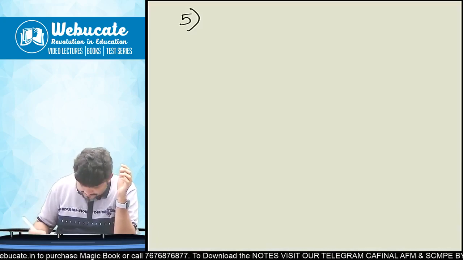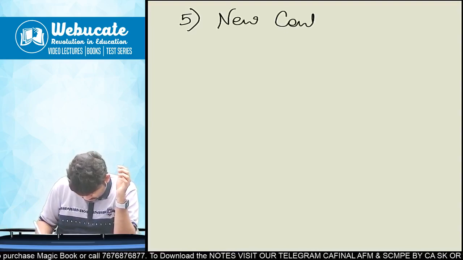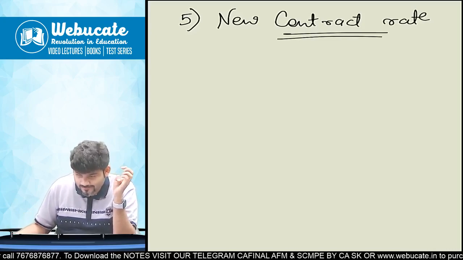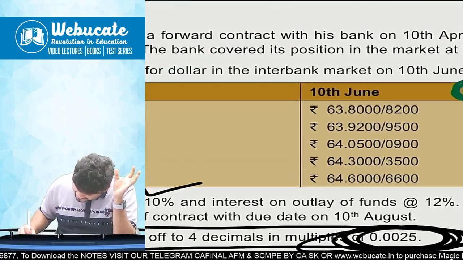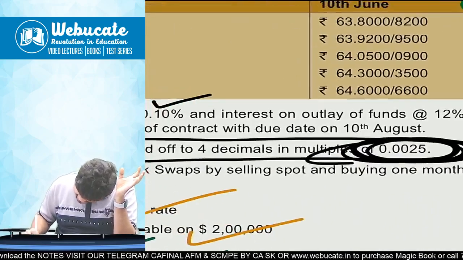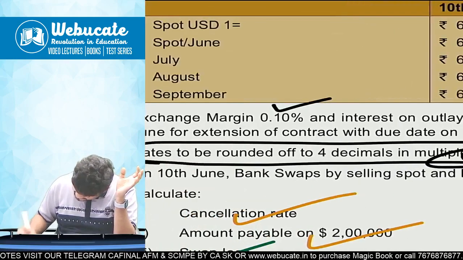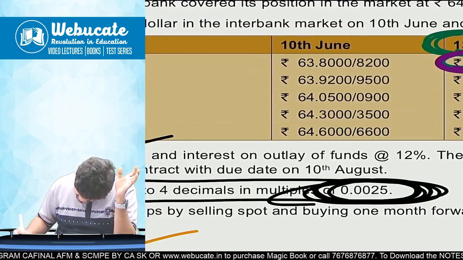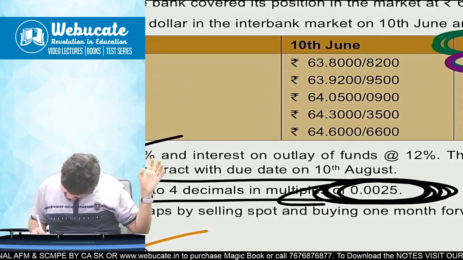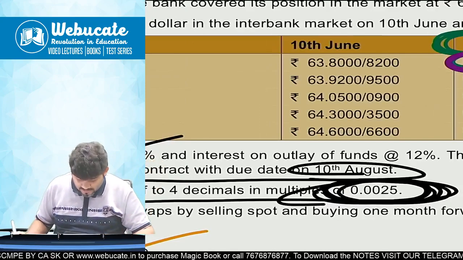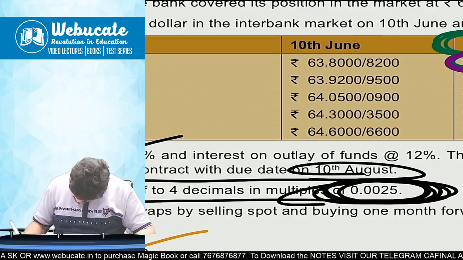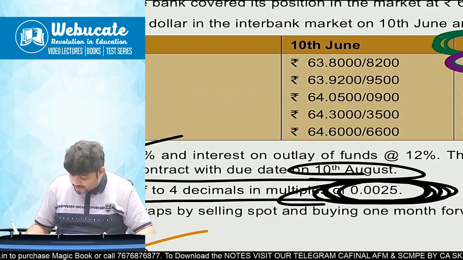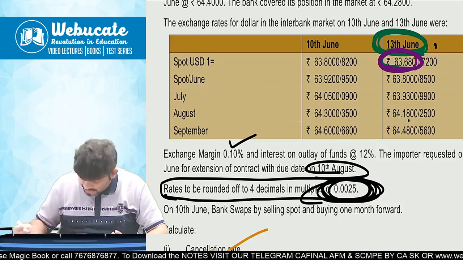New contract rate. Tell me, what is the new contract rate? So see, what they have said is that he will come on 13th June and ask for an extension for 1 month. Extension with due date on 10th August. So till August. So 13th June, he will come to 13th August. Because he has come on 13th June, so 2 months extension will be 13th August.